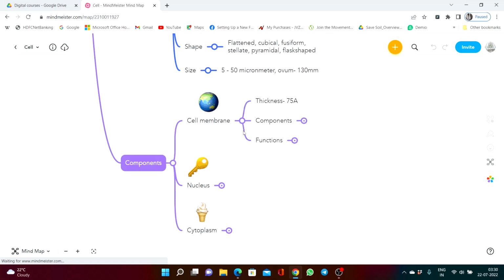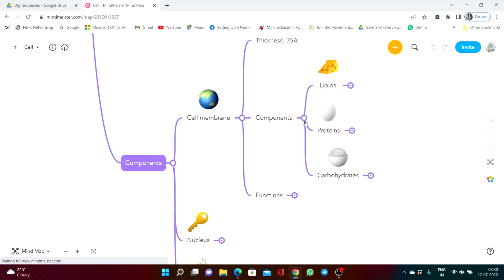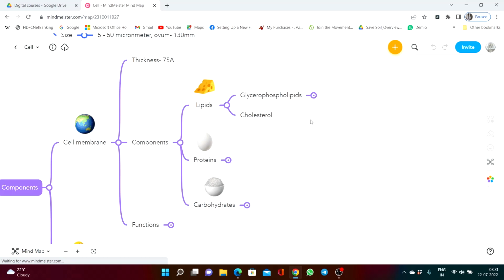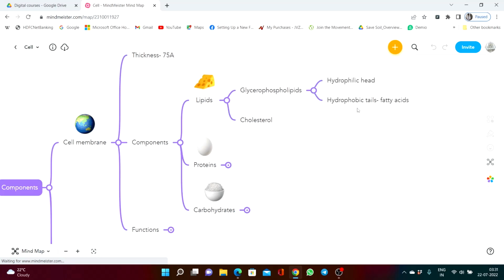Now the whole thickness of the cell membrane is 75 angstroms. The components of the cell membrane are lipids, proteins, carbohydrates. Lipids are in the form of glycerophospholipids and cholesterol. The glycerophospholipids make up 80% of the lipid component and are made of hydrophilic heads and hydrophobic tails. These hydrophobic tails are called fatty acids.